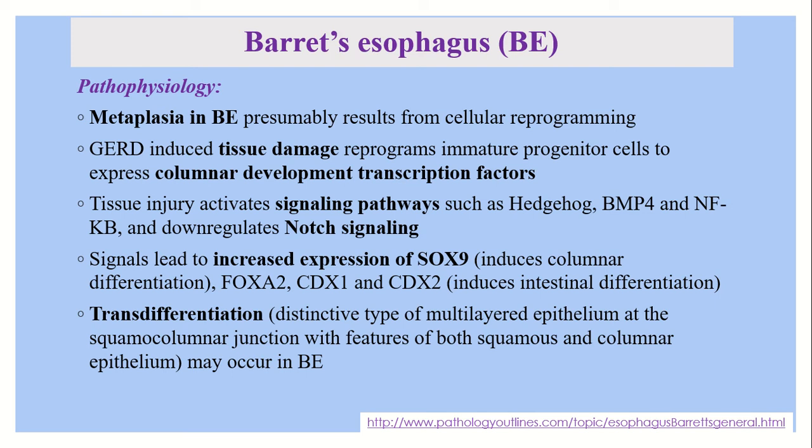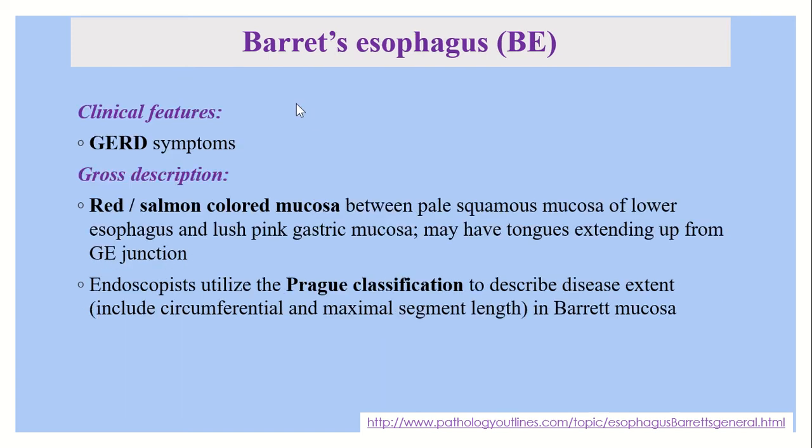Transdifferentiation, a distinctive type of multilayered epithelium at the squamous columnar junction with features of both squamous and columnar epithelium, may occur in Barrett's esophagus. The clinical features are the same as the gastroesophageal reflux syndrome. Grossly, as we said in the definition, the red or salmon-colored mucosa lies between pale squamous mucosa of the lower esophagus and lush pink gastric mucosa, and may have tongues extending up from the gastroesophageal junction. Endoscopists utilize the Prague classification to describe disease extent in Barrett's mucosa.